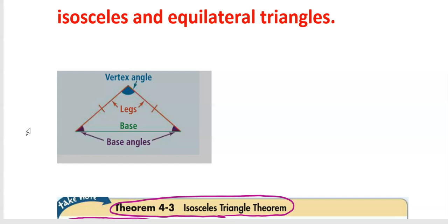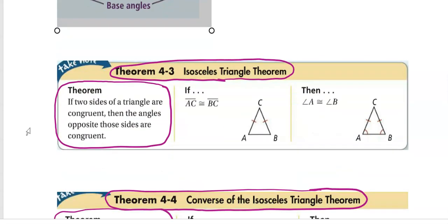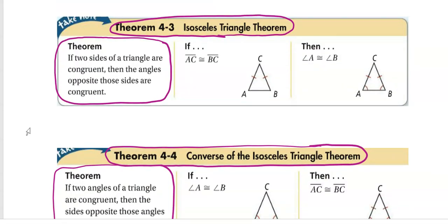So the two legs that are the same are called legs. The other one's called a base. And the one that is opposite the base is the vertex angle. So the first one, and I'm just going to read through these right now. You guys can copy them later.